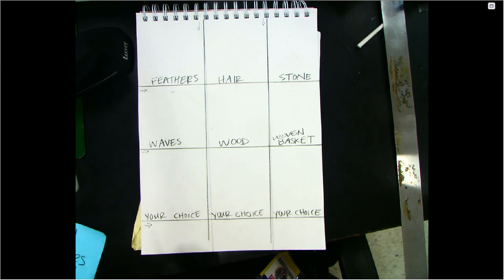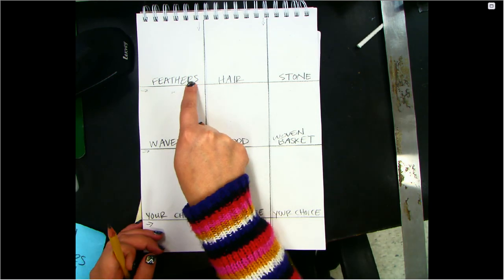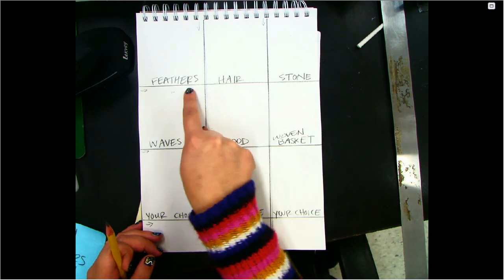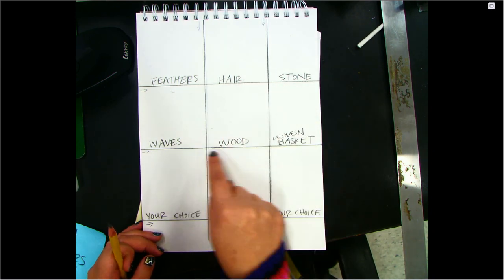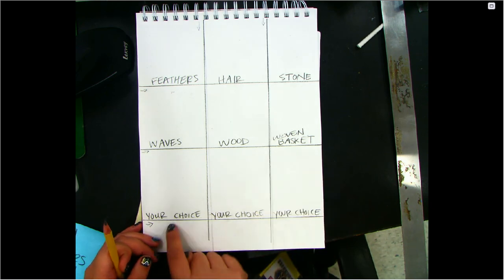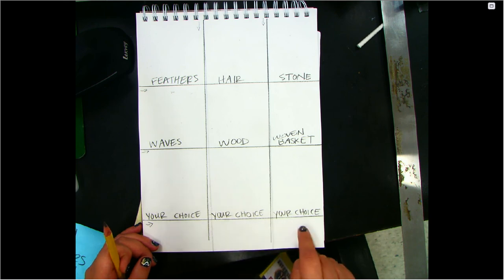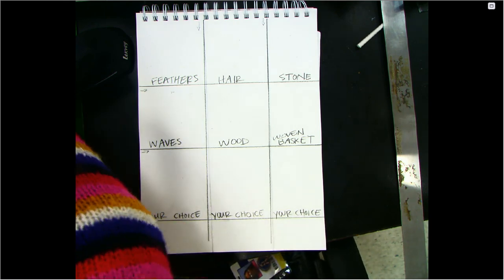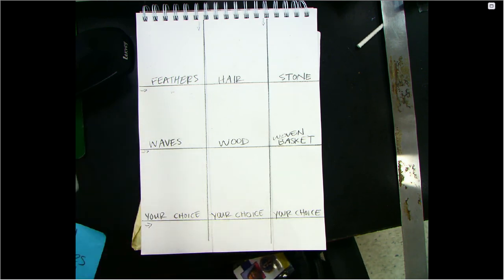After you have your 9 boxes, you're going to label what you saw earlier, which are going to be the feathers, hair, stone, waves, wood, and a woven basket. You will also be expected to turn in 3 of your choice. That means whatever you choose. So I'm going to show you what I did on my worksheet, as well as an example from another student.